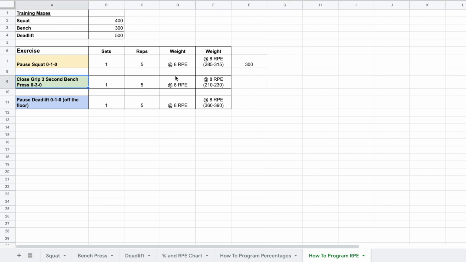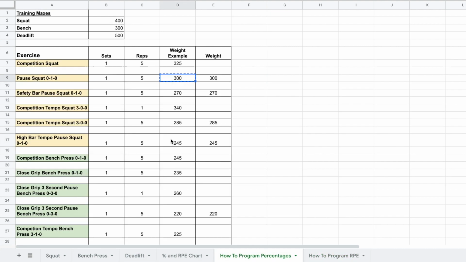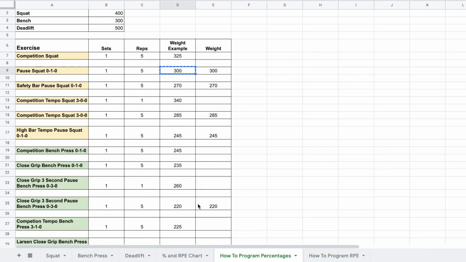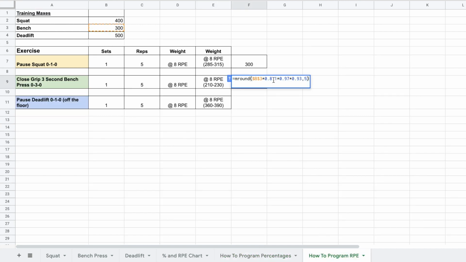Same thing with close grip 3-second bench press. So if I'm gonna do a close grip bench press, I can take this number here, which is the percentage, 8 RPE at a 5, which is about 81.1, times 0.97 because of close grip, and then 0.93 because of the 3-second pause. From there, it's 220, and then, since it's bench press and it's a little lower weight percentage-wise, we don't need as much of a variation. I'll give them a range of 210 to 230 for their 8 RPE, so they have a general idea of where to be.